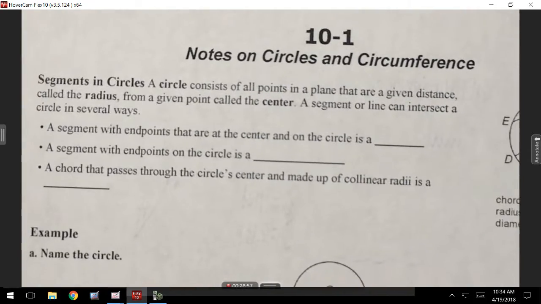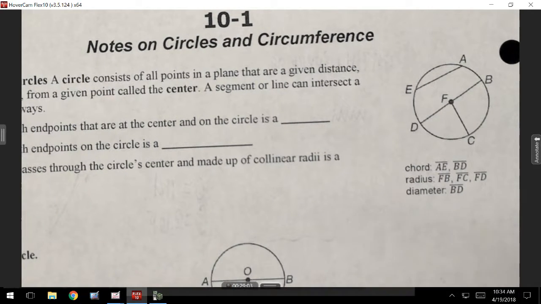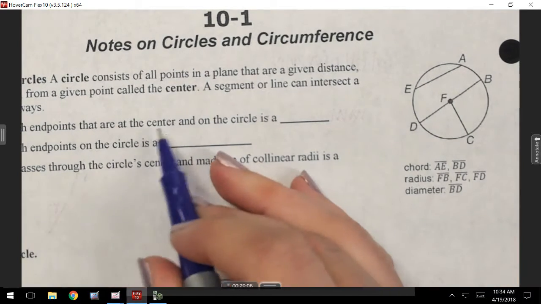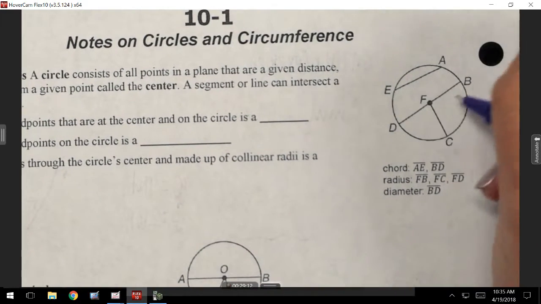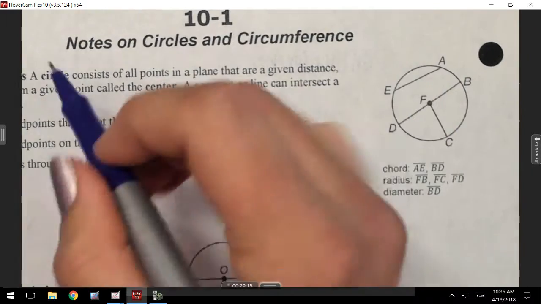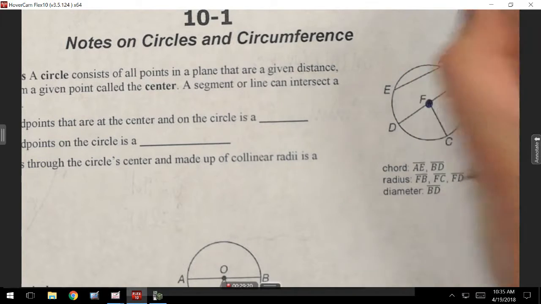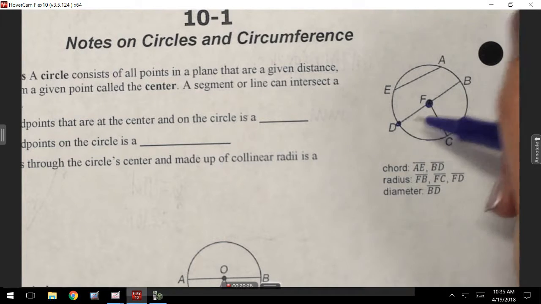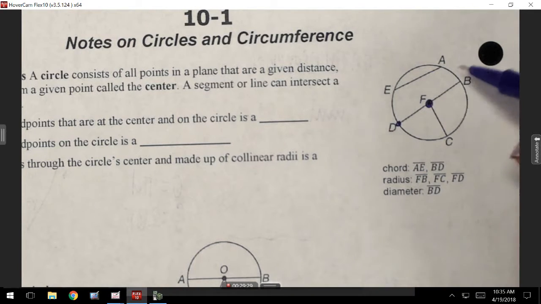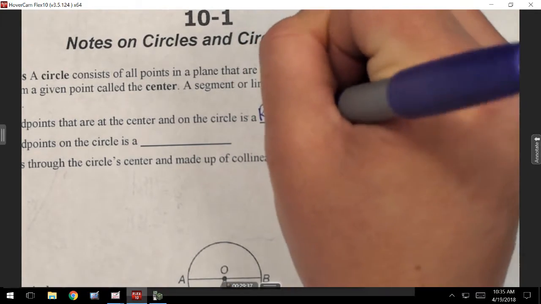Okay, so inside the circle we have different pieces, different parts. You have a couple of different things going on right here. A segment with endpoints that are at the center and on the circle. So from here to here, right? From the center to the outside. Those are all the same thing, and they're called the radius. Those are your radius. From the center to the outside.